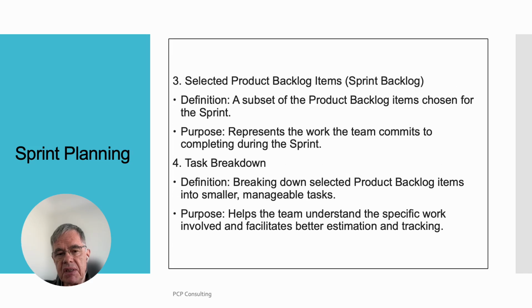Selected product backlog items, or sprint backlog. Definition: a subset of the product backlog items chosen for the sprint. Purpose: represents the work the team commits to completing during the sprint. Task breakdown. Definition: breaking down selected product backlog items into smaller manageable tasks. Purpose: helps the team understand the specific work involved and facilitates better estimation and tracking.